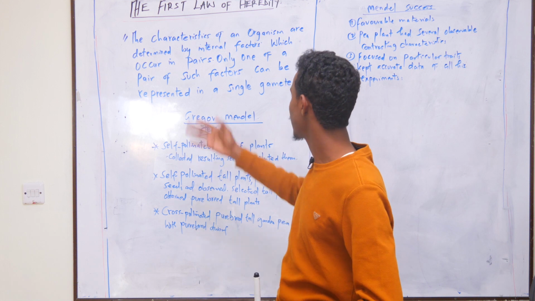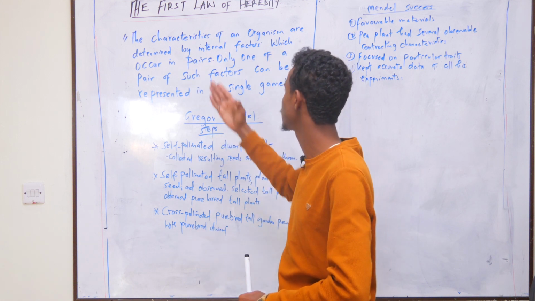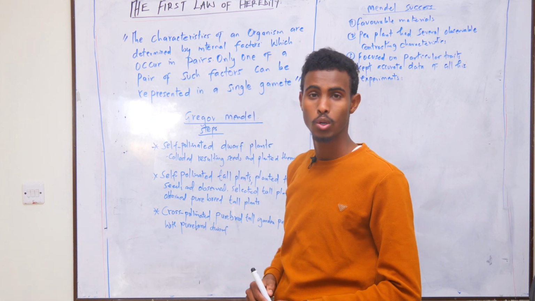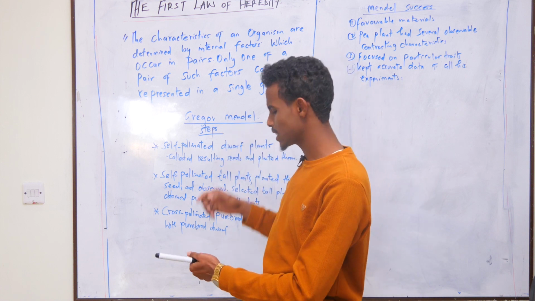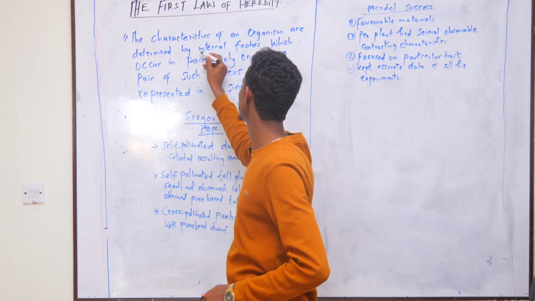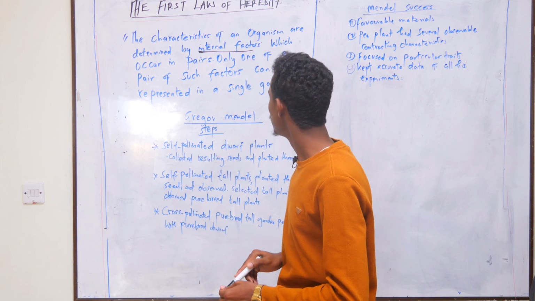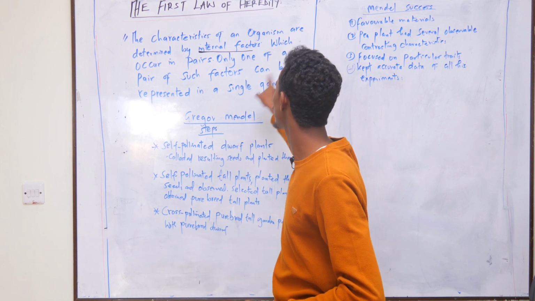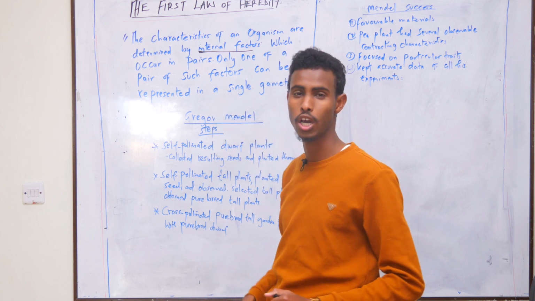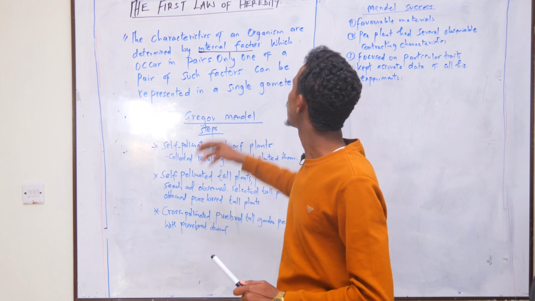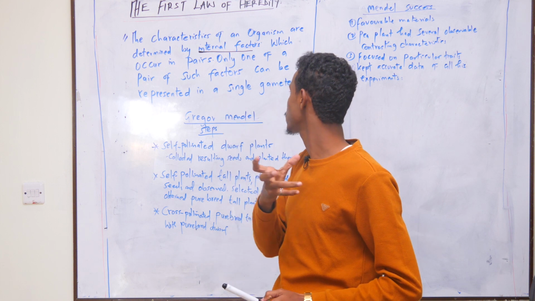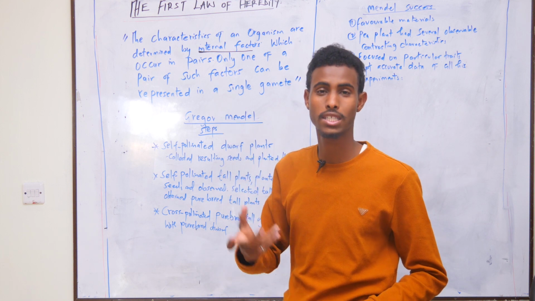As you can see, the characteristics of an organism are determined by internal factors which occur in pairs. Class, internal factors basically means that these characteristics are found inside, which occur in pairs. Only one of a pair of such factors, and we said that only one of a pair of such factors can be represented in a single gamete.